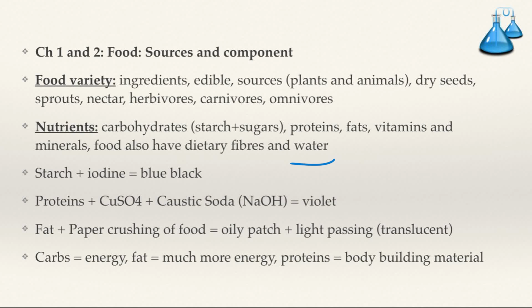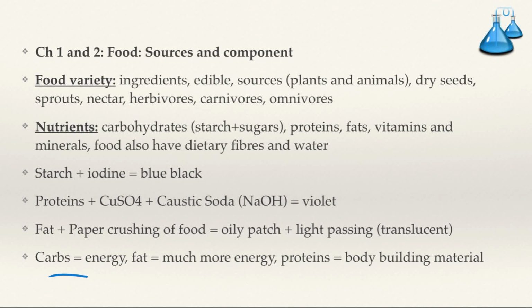Now various tests: if you want to test whether starch is present or not, if you mix iodine, it produces a blue black color, so they may ask you in the prelims. Proteins combined with copper sulfate and caustic soda give a violet color. If you crush a fatty food like chips, it will develop an oily patch, and the paper which was opaque will become translucent, so it will allow passing of light.